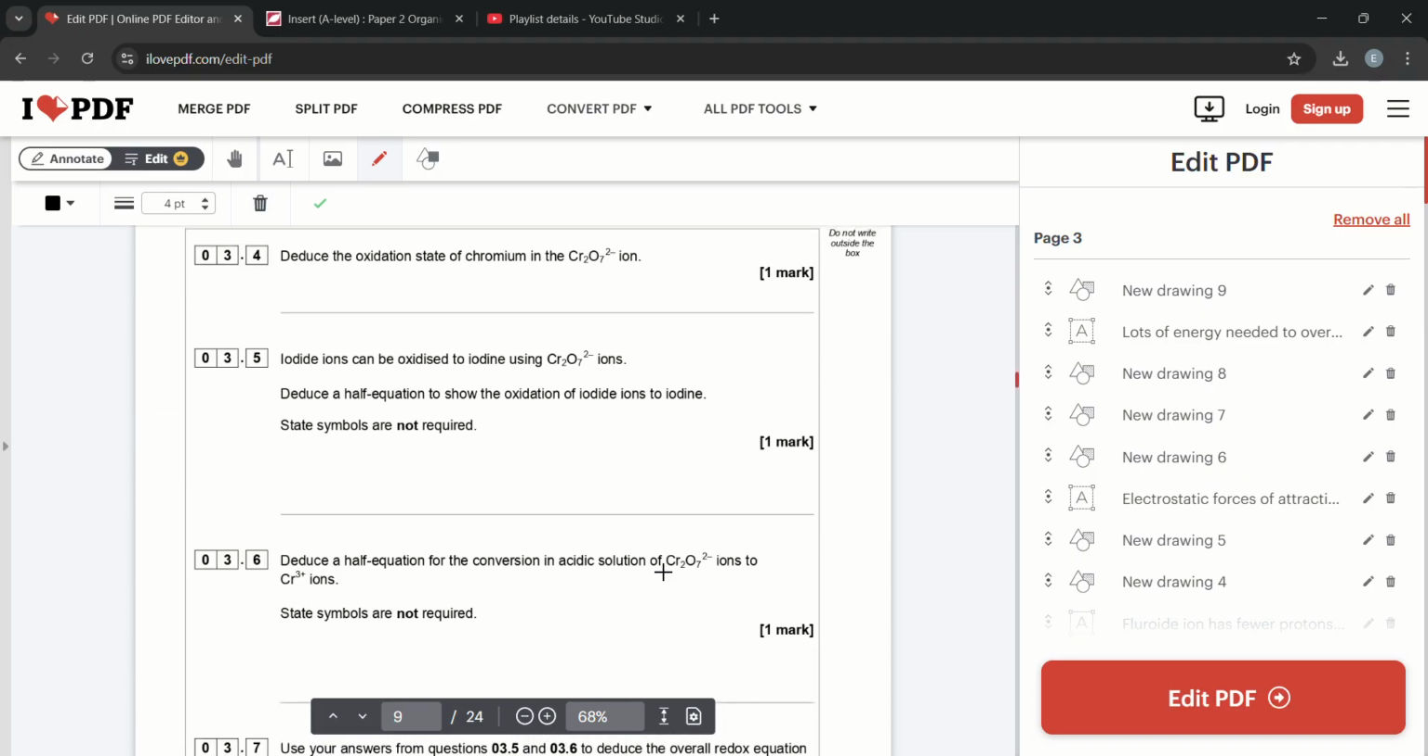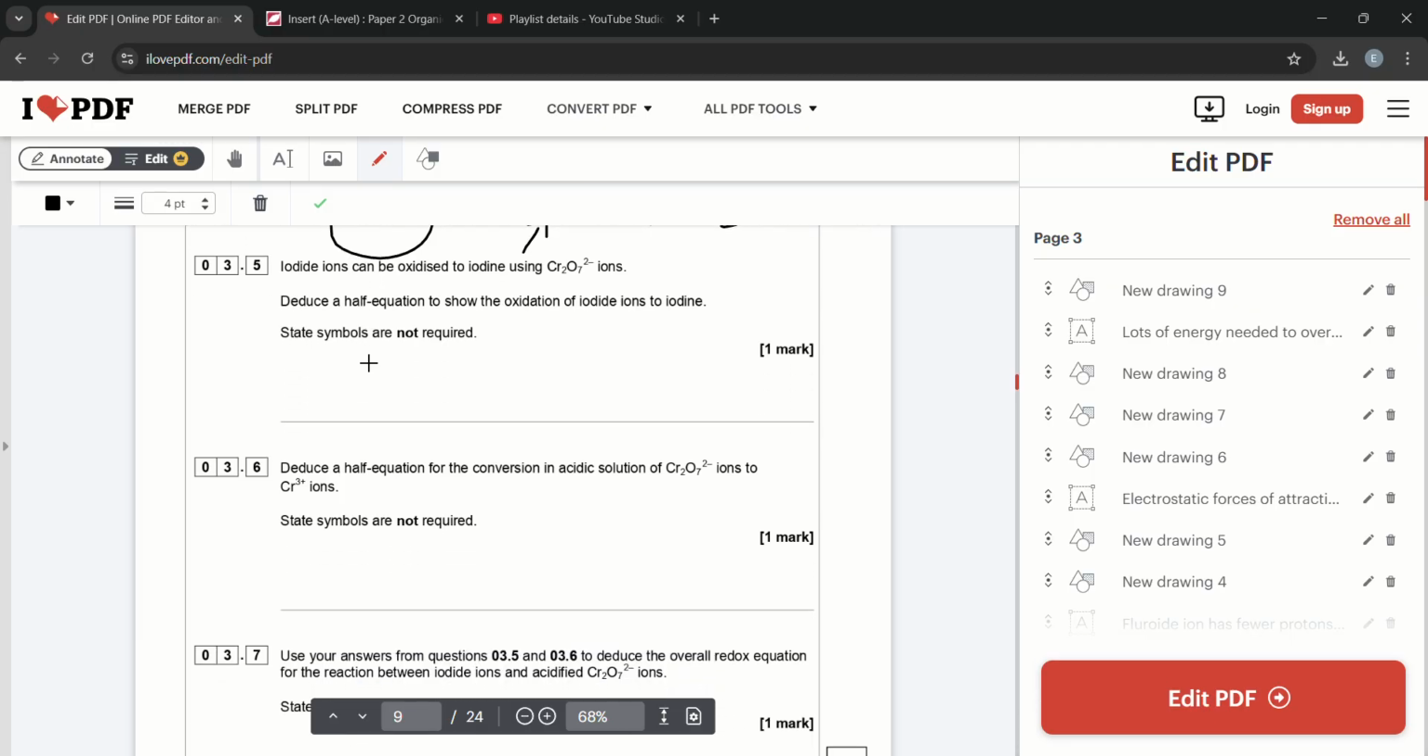3.4, to deduce the oxidation state of chromium in the Cr2O72 minus ion. So we know the overall charge is 2 minus. Oxygen is going to be minus 2 times 7, minus 14. Minus 14 plus 2 Cr equals minus 2. That's what we're basically saying, because the total overall charge is minus 2. So what must Cr be? Well, this must be 12, because 12 plus minus 14 is minus 2. But that's for 2 Cr. So the oxidation state of chromium in this is just going to be plus 6.